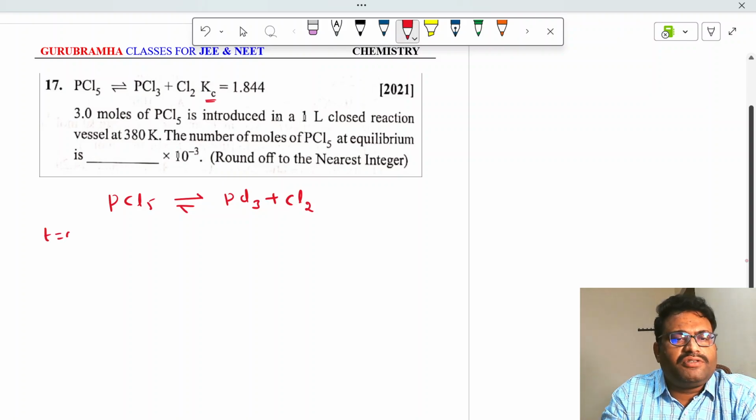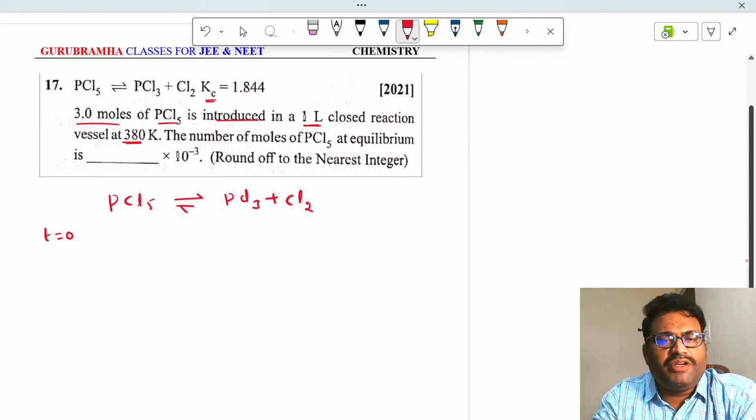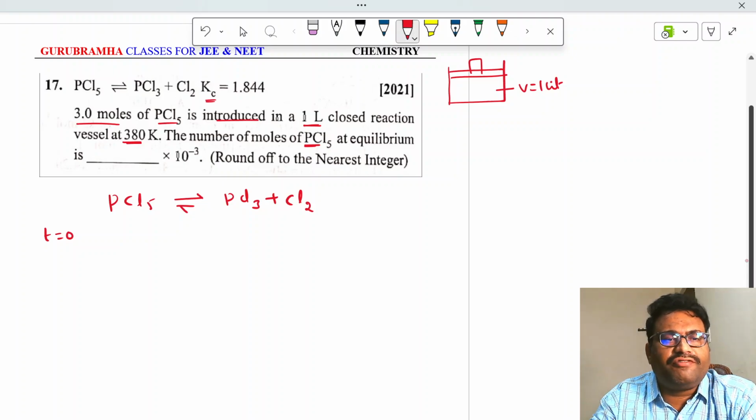At time t is equal to 0, 3 moles of PCl5 is introduced in a 1 liter closed reaction vessel at 380 Kelvin. The number of moles of PCl5 at equilibrium is? So this is all happening in how much volume container? Volume is equal to 1 liter, because when we are calculating Kc, concentrations of reactants and products are considered. In calculating the concentration, volume is necessary.